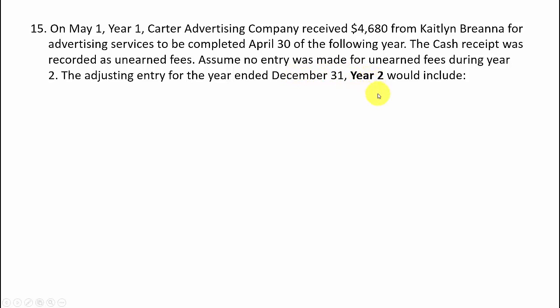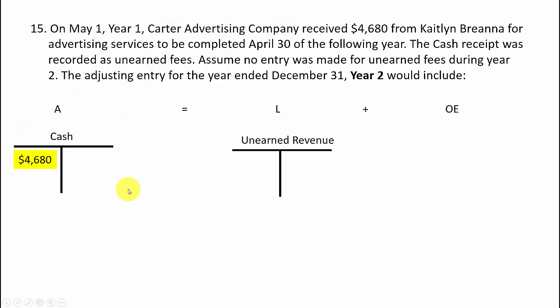So let's start from the very beginning and record this thing. Here's our accounting equation. Here's the account we're going to use. The first thing we do is we received this money from Caitlin Brianna, $46.80, which will debit cash. This is the books of the Carter Advertising Company, so we're taking the money in. We're going to also show a liability, unearned revenue of $46.80, when we first get the money on May the 1st. Now, let's see what's happening from May the 1st, year 1, to December 31st of year 1.